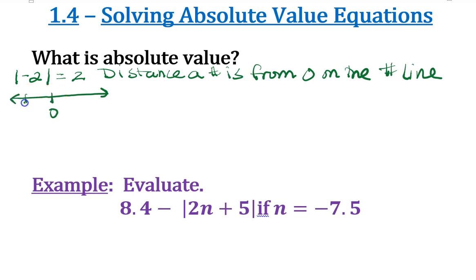So to visualize, if this is 0, this is -2, and this is +2, the distance from here to here is 2 units, and the distance from here to here is also 2 units. So the absolute value idea, how far a number is from 0 on the number line, tells us that whether we're to the left of 0 or to the right of 0, that answer is always going to be positive.